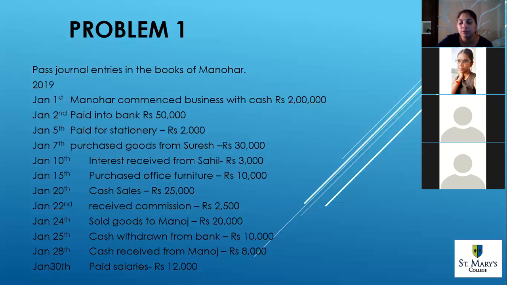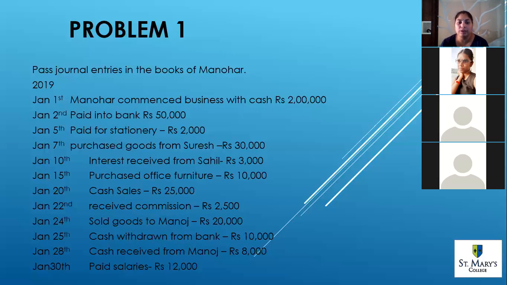Cash received from Manoj. So the two accounts involved here are cash account and Manoj's account. And the amount is 8,000. Cash is a real account and it is coming in because we are receiving cash. So cash account should be debited. Manoj is a personal account and he is the giver of the money. So his account should be credited.